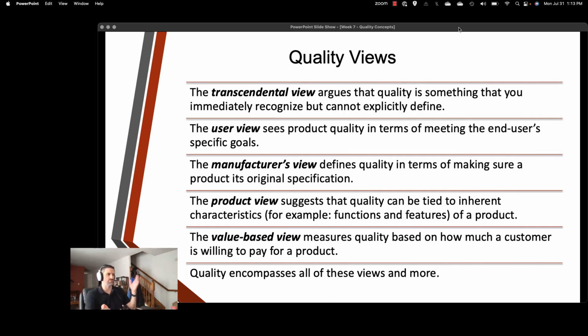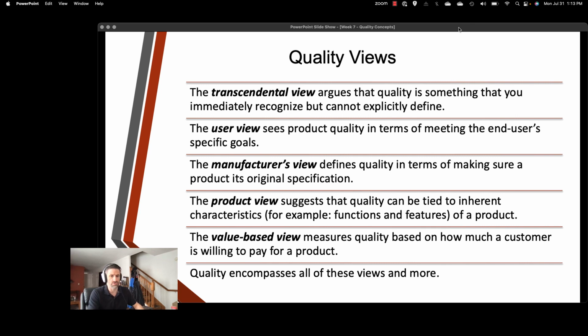Okay. So there's a couple of views around quality. Some of these go into some more philosophical ideologies, but I'll walk through these with you. We have our transcendental view, which argues that quality is something that you immediately recognize, but you can't really define. A user view sees product quality in terms of meeting the end user's specific goals. So a lot of different software engineering philosophy is met around that, especially agile processes.